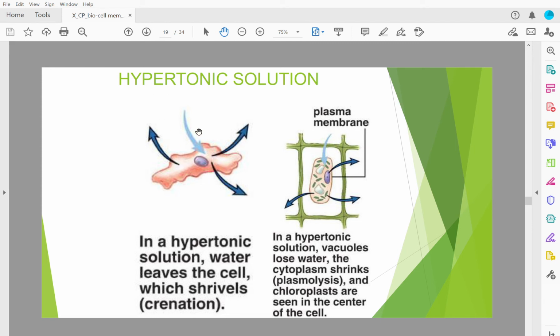If the water leaves the cell, then the cell will shrivel up and become hypertonic. It'll shrivel up because the water is moving out to the lower concentration. Even though it's moving out to the lower concentration, it's going to cause the cell to shrivel up and shrink. Same being the case in a plant cell. You'll see it's all withered up here.